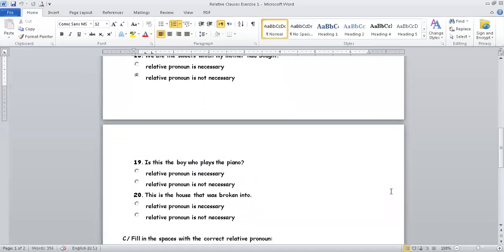19. Is this the boy who plays the piano? The boy plays the piano. Who defines the boy, and the boy is the subject. Therefore, the relative pronoun who is necessary in this sentence. And the last one, this is the house that was broken into. That modifies or defines the house that was broken into. So that here is necessary because the house in this sentence is the subject. Therefore, the relative pronoun that is necessary.